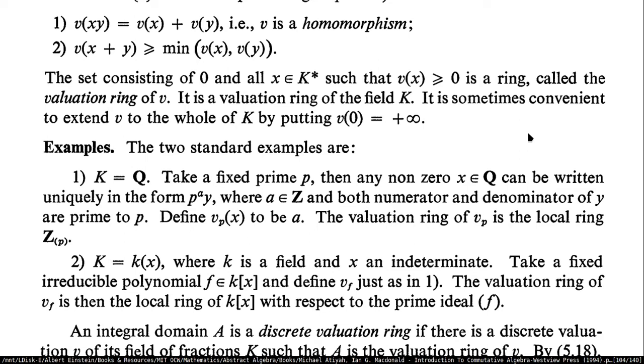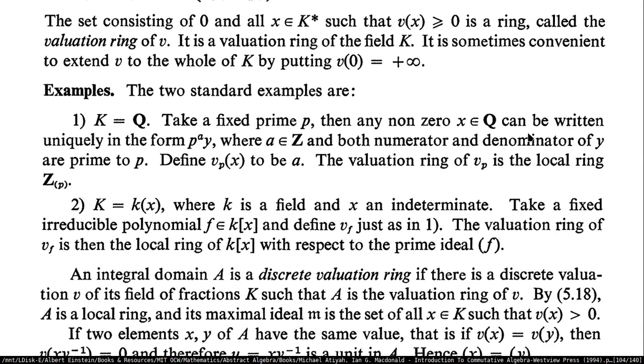Yep, that was the example we had. Take a fixed prime P, and any non-zero rational number can be written uniquely in the form P to the A times Y, where A is an integer, and both the numerator and denominator of Y are relatively prime to P. Right, so this is what we got in the example from Dummit.